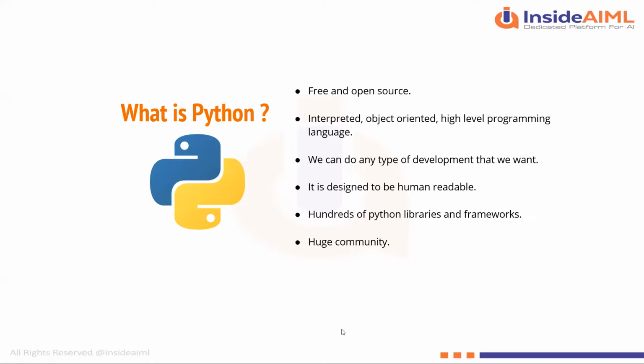It is object oriented. That means it considers real world entities. You can consider real world entities when writing your Python code. High level programming language means it is very much similar to English. So we as humans speak high level languages. We can do any type of development.